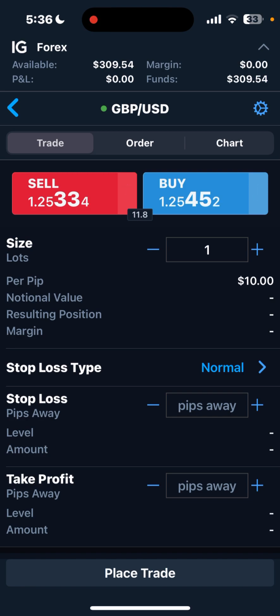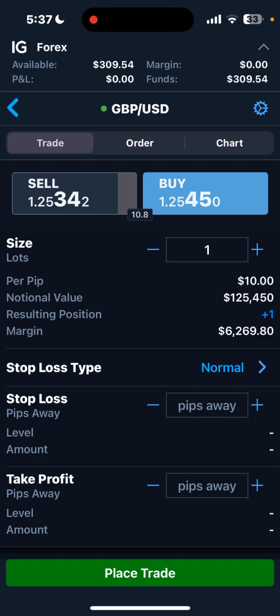So what does that mean? Well, the base currency is the first in any pair. So in this case, GBP USD, we would be talking about the British pound. So we would say that one lot is worth 100,000 British pounds. So if we wanted to buy because we thought that the pair was going to go up, you can see down here at notional value, $125,000. That is the US dollar equivalent right now of 100,000 British pounds.